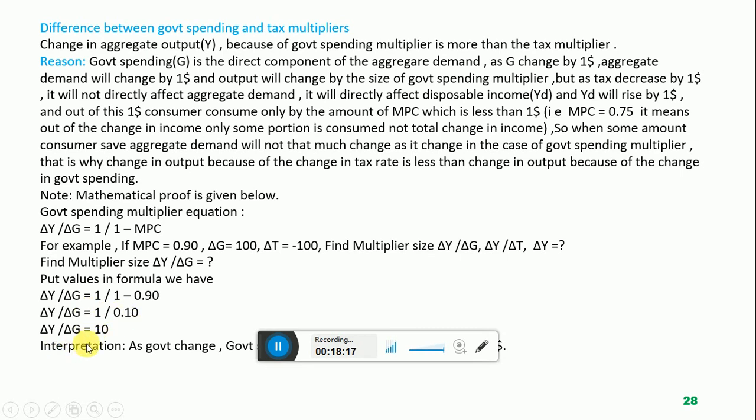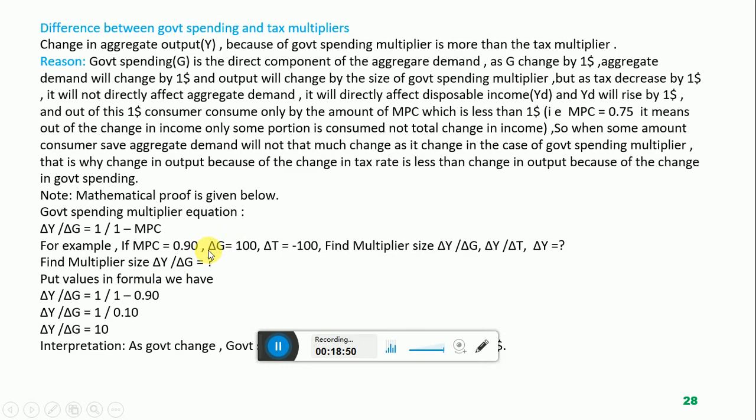Now, interpretation: what does this change in Y because of change in G mean? What is the meaning of this size of the government spending multiplier? This is the calculated size of the government spending multiplier. This means that when the government of Afghanistan increases government expenditure by $1, aggregate output will change by $10. This is multiple times. 10 is a multiple, and this is the multiplier, the government spending multiplier.